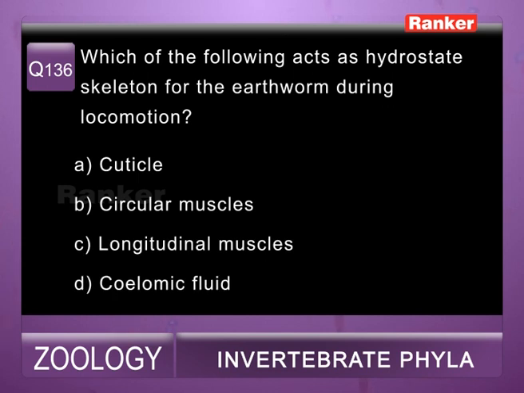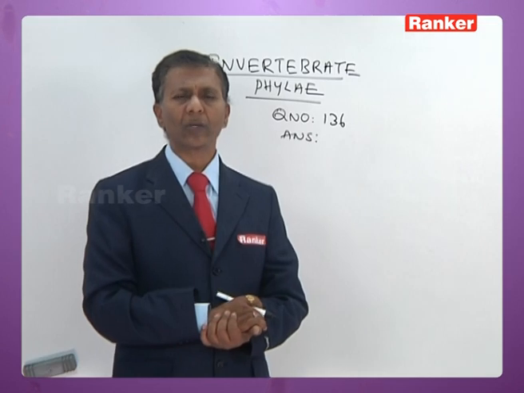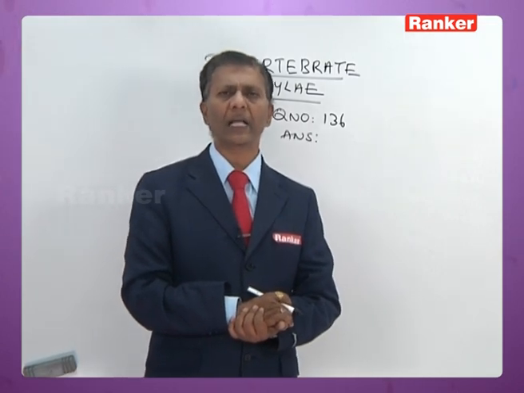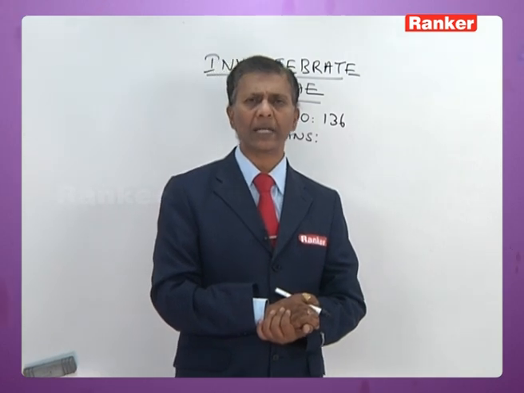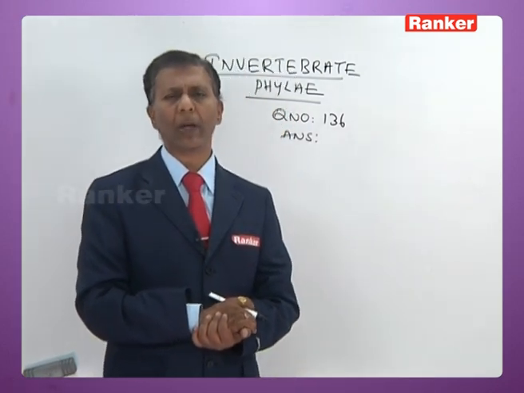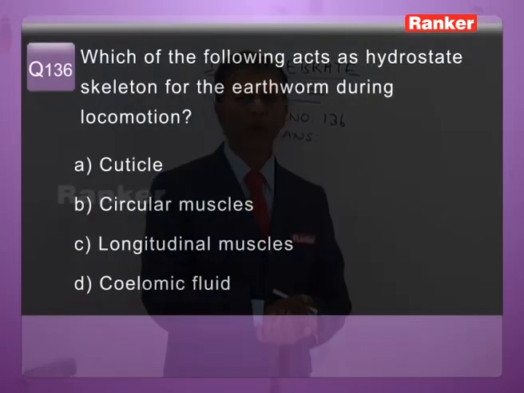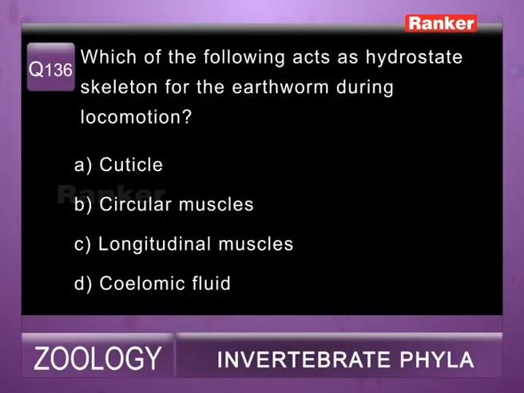136 question: which of the following acts as hydraulic skeleton or hydrostatic skeleton for earthworm during locomotion? A, cuticle, B, circular muscles, C, longitudinal muscles, D, coelomic fluid. Coelomic fluid in earthworm acts as hydrostatic skeleton or hydraulic skeleton and thereby plays a vital role in locomotion. So 136 question, correct answer is D, coelomic fluid.